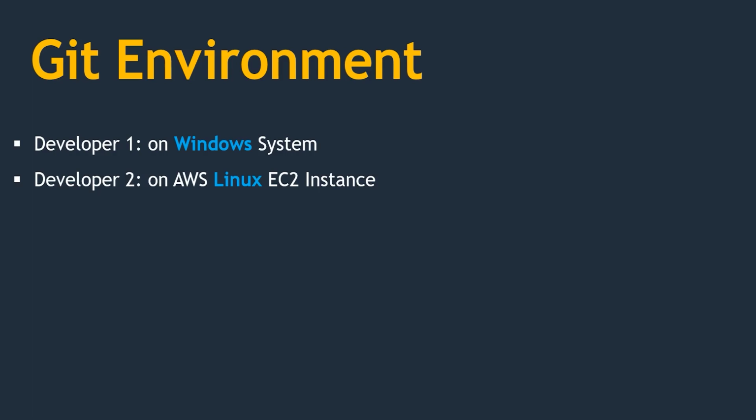To demonstrate this Git course, I am going to use two users. Developer 1 works on a Windows system, on my laptop, and I am going to install Git there. Next, for developer 2, we are going to create an Amazon Linux EC2 instance and use it as developer 2, so that you can understand how we can work with Git on either a Windows or a Linux system.